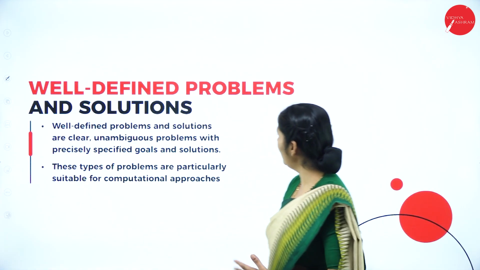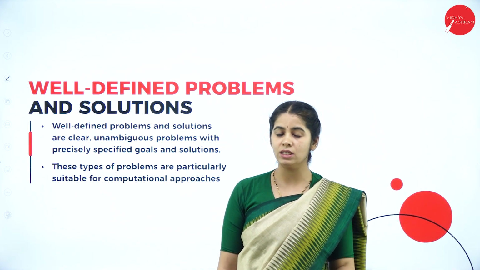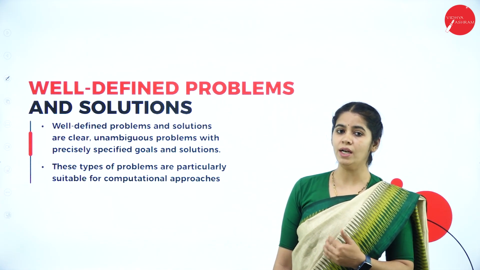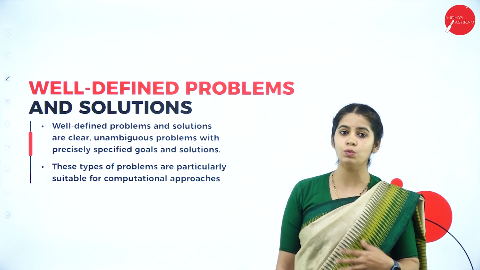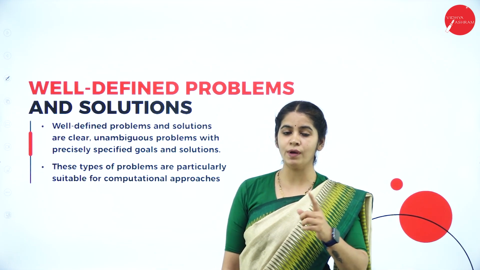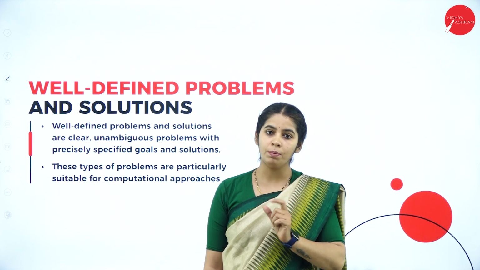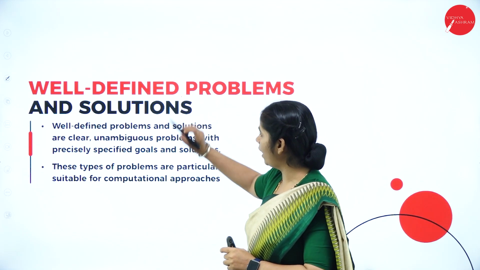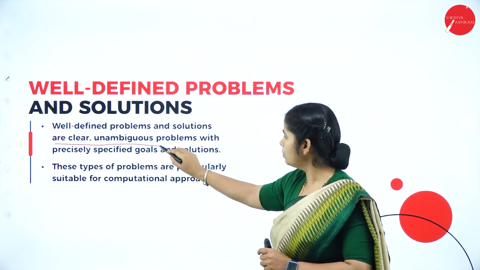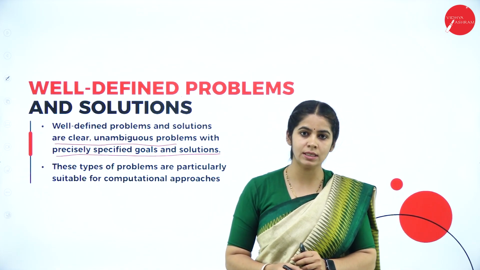Next we'll move on to the well-defined problem and solution. As we have discussed what a problem solving agent is, what a problem is, and what all the steps are to solve the problem, now we are moving on to well-defined problems and the solution. What is a well-defined problem? If the problem is defined properly, as a first step we say problem definition. When a problem is defined properly, that is called a well-defined problem. Problem and solution are clear, unambiguous problems with a precisely specified goal and solution.